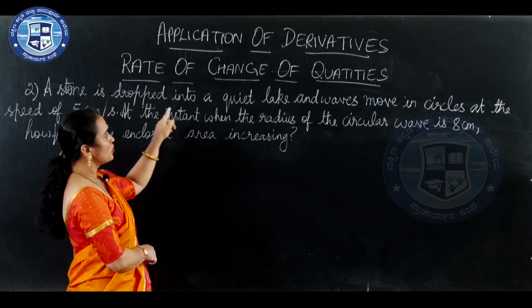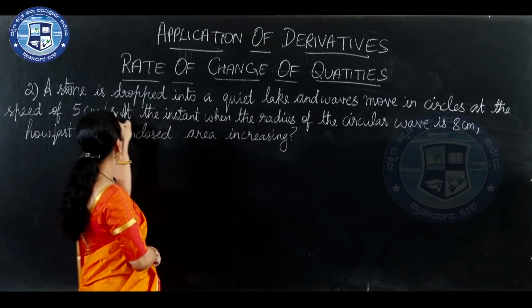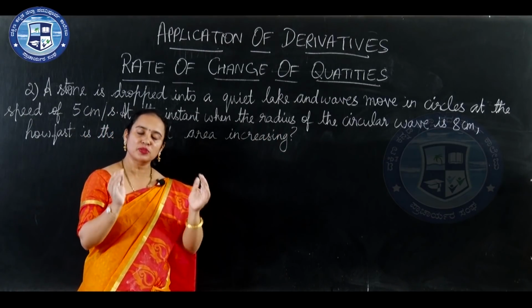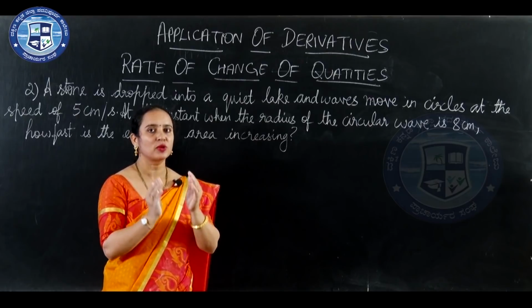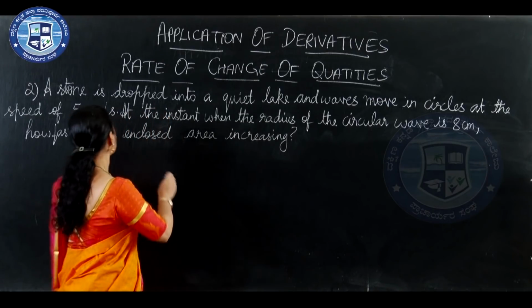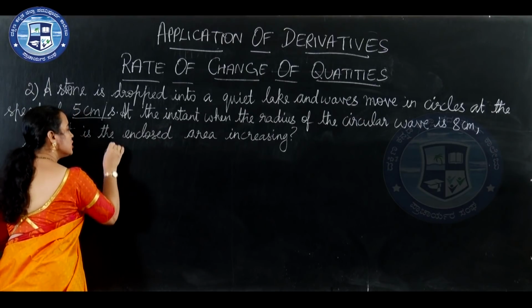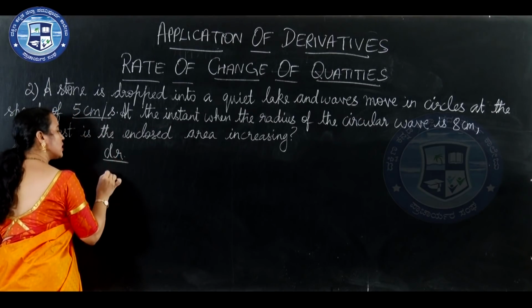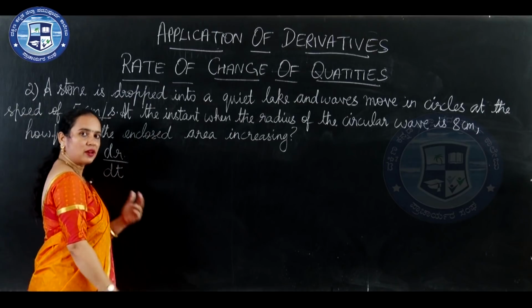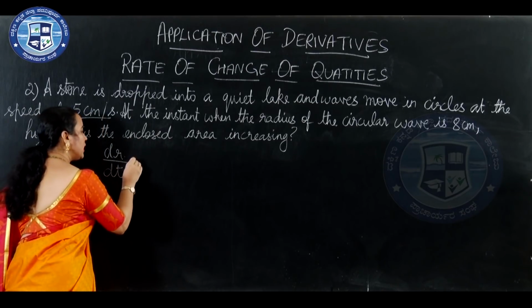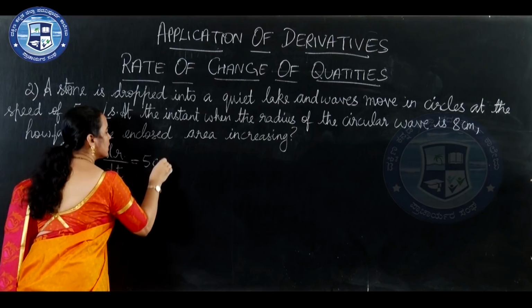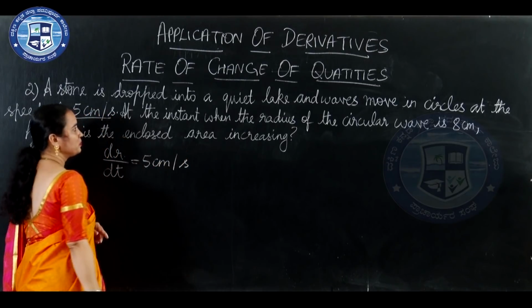A stone is dropped into a lake and waves move in circles. How do waves move? Because there is a change in radius. So this 5 centimeter per second will be change in radius with respect to time. So you can write it as dr by dt is 5 centimeter per second.